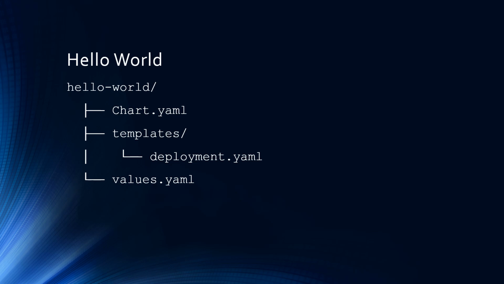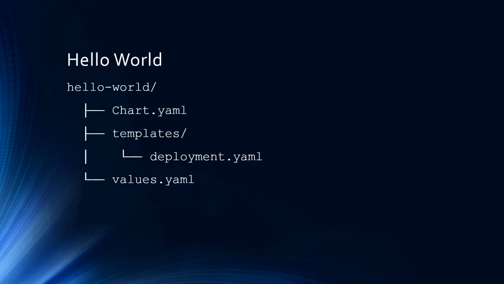At the root level, we have the Hello World directory, which contains three essential components. First, there's the chart.yaml file, which serves as the chart's identity card, containing metadata about your package. Second, we have the templates directory, which is where all your Kubernetes resource definitions reside. And third, there's the values.yaml file, which stores default configuration values that can be overridden during deployment.